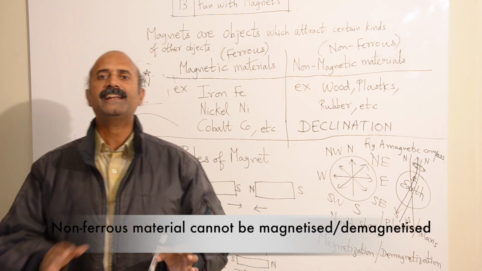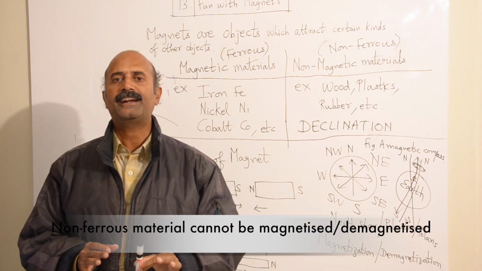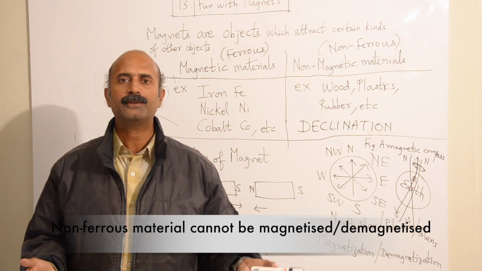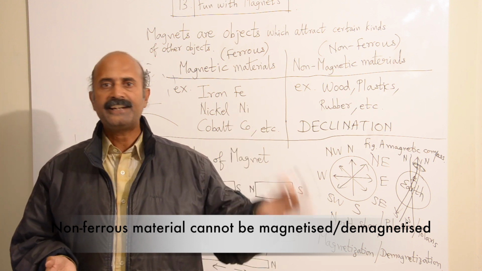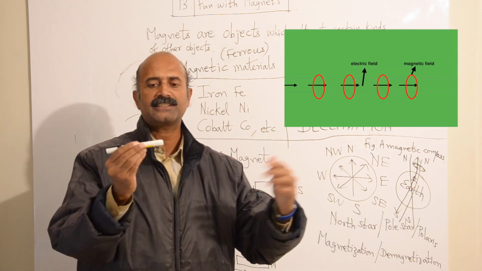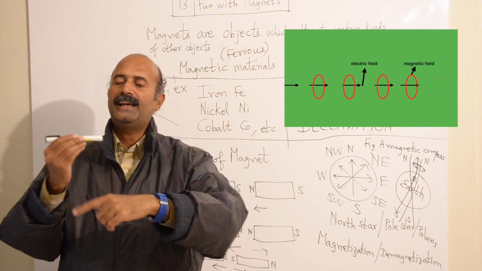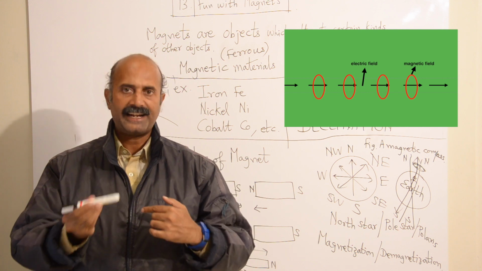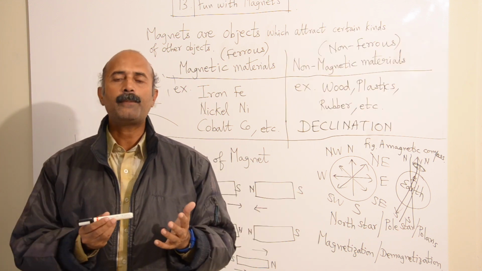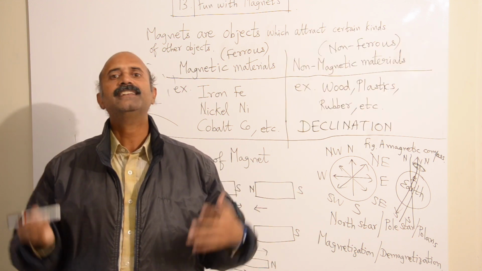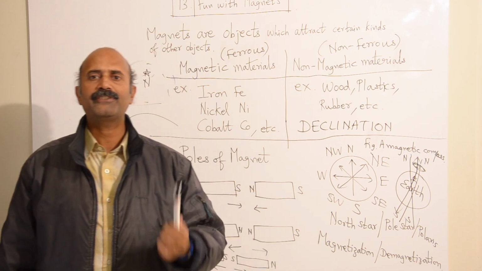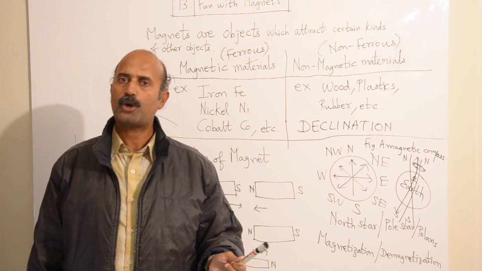However, non-ferrous materials cannot be magnetized or demagnetized because they have nothing to do with magnetism or electricity; they are insulators. Electricity will always be surrounded by magnetism. The electric field will always be surrounded by the magnetic field. That's why they are a combined force. Wherever there is electricity, there is magnetism. So non-ferrous materials don't have any magnetic properties.